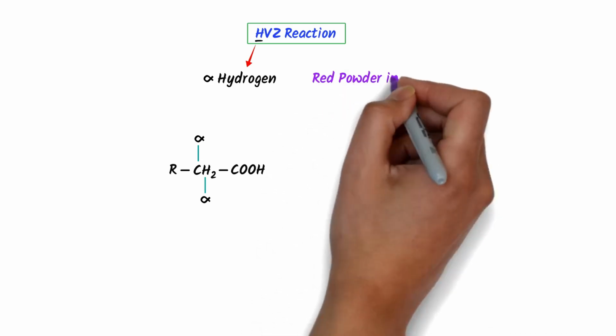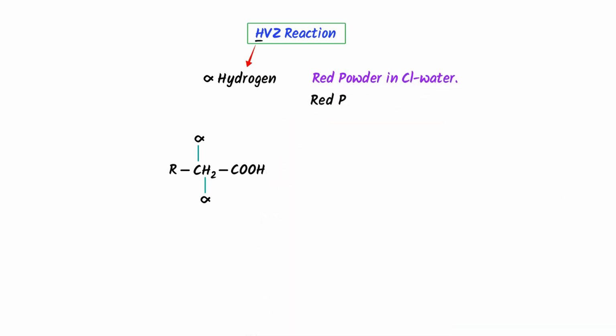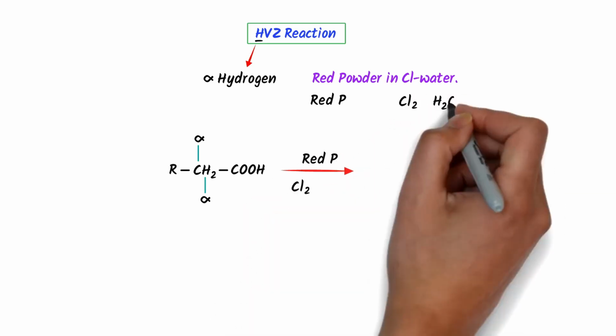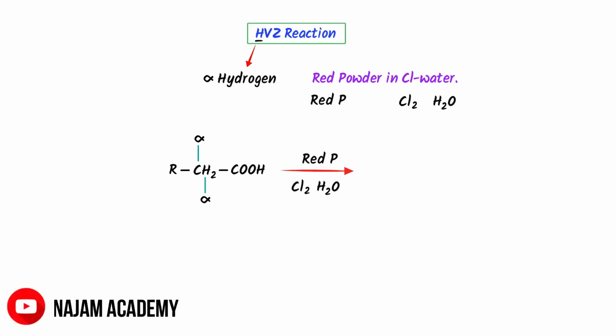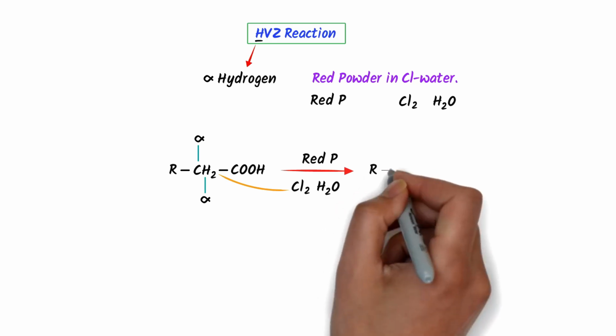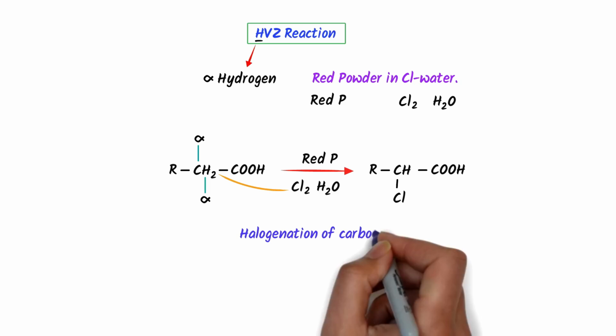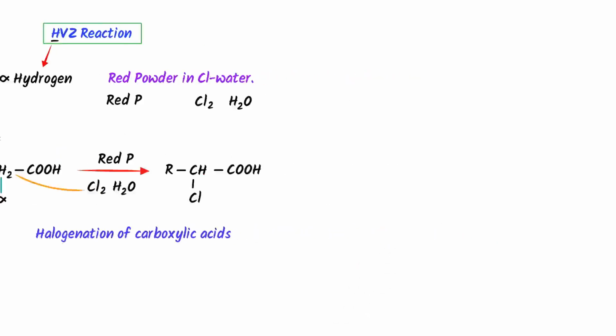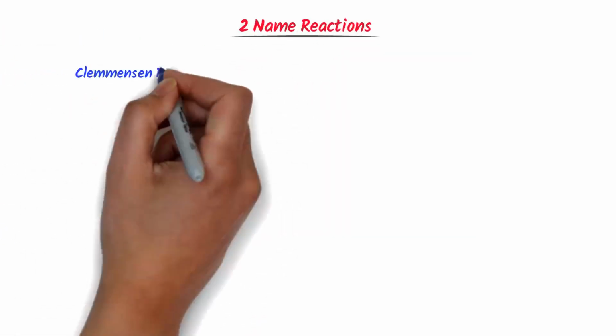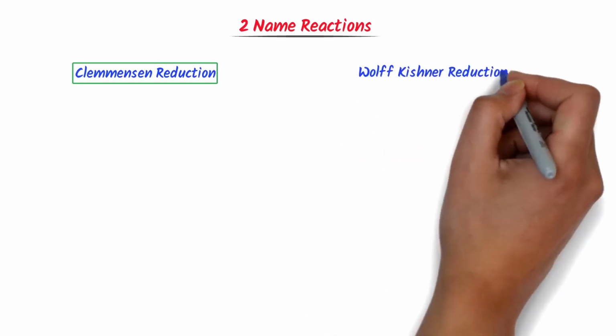Secondly, I write red P in chlorine water. This red P stands for red phosphorus. Cl stands for chlorine gas and water is H2O. These are the reactants of this reaction. We already know that alpha hydrogen is displaced. So this chlorine will displace one alpha hydrogen. I rewrite the compound. In case of one alpha hydrogen, I write chlorine on the alpha carbon. Remember that this reaction is used for the halogenation of carboxylic acid. Now let me teach you two more reactions: Clemmensen reduction reaction and Wolff-Kishner reduction reaction.